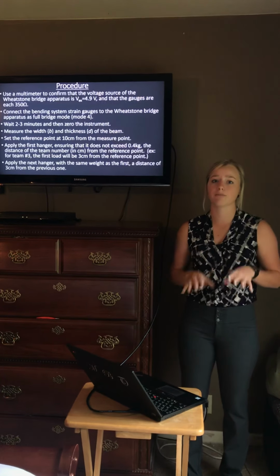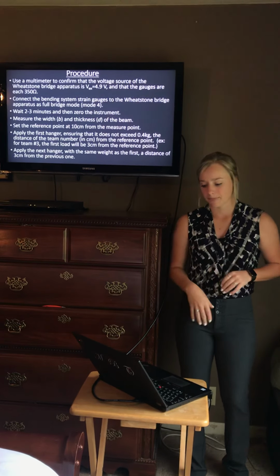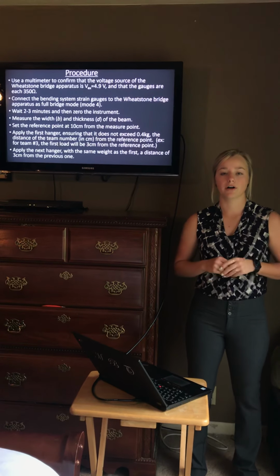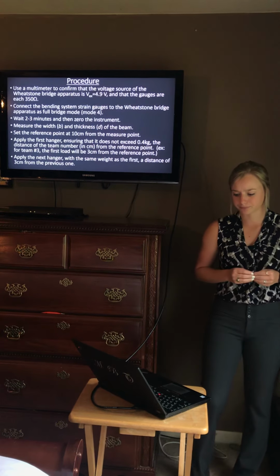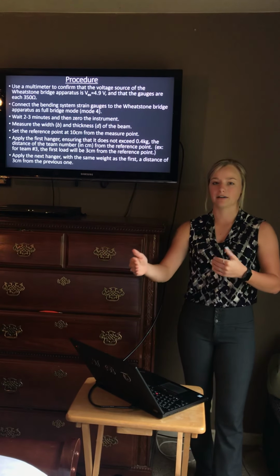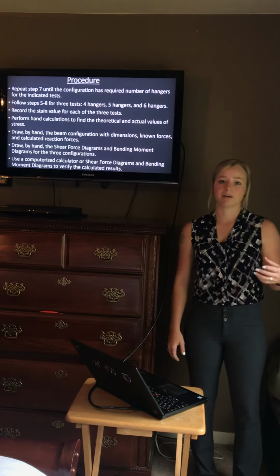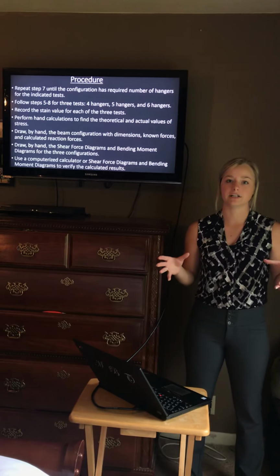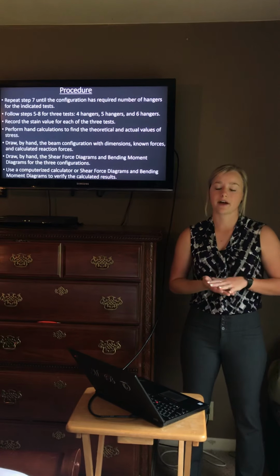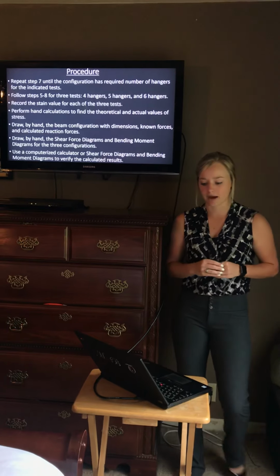So also, it was very important to make sure that none of the hangers exceeded 0.4 kilograms. So for our experiment, we used 0.3 kilograms on all of the hangers. So then next, the next hanger would be applied 3 centimeters from the previous one, and then this was repeated for however many hangers were needed for that specific test. So we actually did it for 4 hangers, 5 hangers, and 6 hangers. As I mentioned before, each hanger had 0.3 kilograms of mass on it.